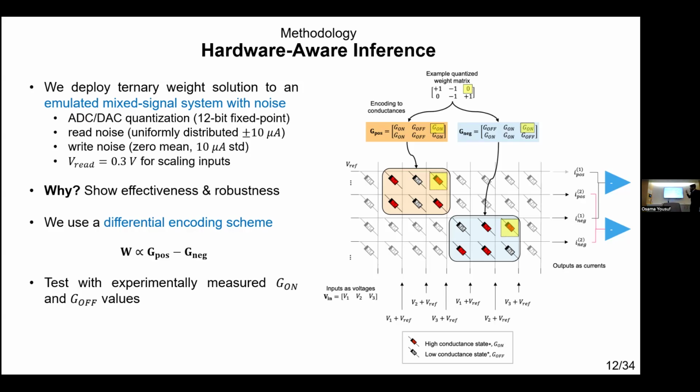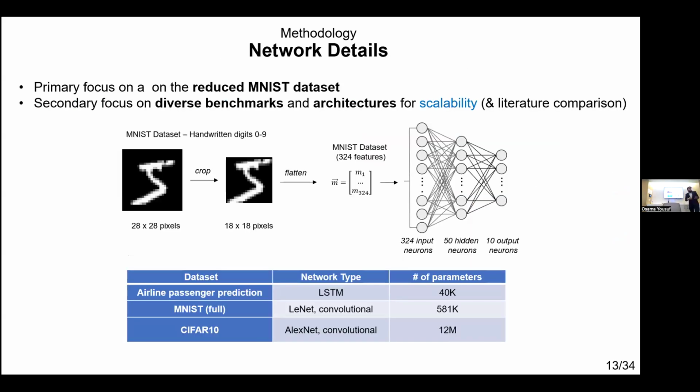The overall idea here, the reason why we're doing this hardware-aware inference, is to actually assess the effectiveness and robustness of our hardware-aware training scheme. In terms of network details, the primary results that I'll be showing in the main presentation are from a 2-layer perceptron network trained on a reduced version of MNIST. But at the end, we also conduct simulations on much larger networks on a variety of datasets, just to showcase that our approach is general and scalable in terms of producing solutions and training different kinds of neural network architectures. The biggest network we have is trained on CIFAR-10 with an AlexNet-like architecture and has a total of 12 million parameters. And at the end, we will also show how our approach, compared to counterparts in literature, produces robust hardware-aware weights to a higher degree.